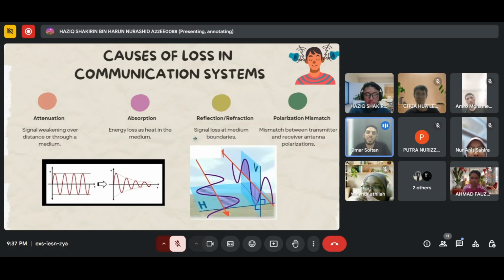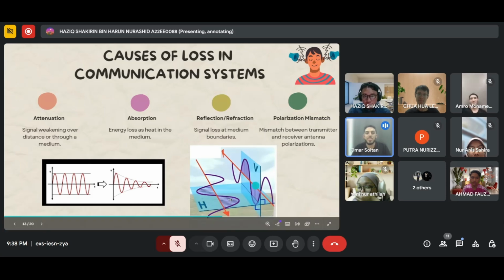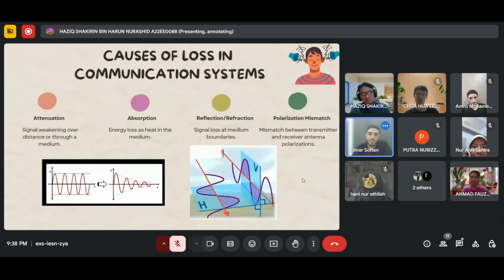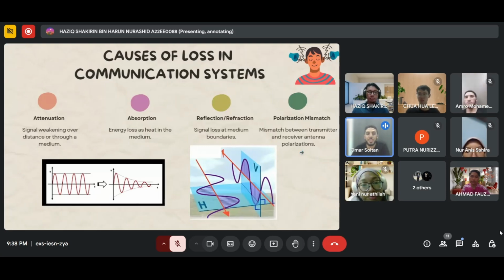Then there is reflection and refraction. When a signal hits a boundary between materials like air and glass, as shown in the picture here, some of the signal bounces back, and this is called reflection, or bends, and this is called refraction. This means some of the signal energy is lost. In wireless systems, polarization mismatch can cause loss. This happens when the signal and the receiver antenna aren't aligned properly. It's like trying to catch a ball with your eyes closed. You might even miss it.